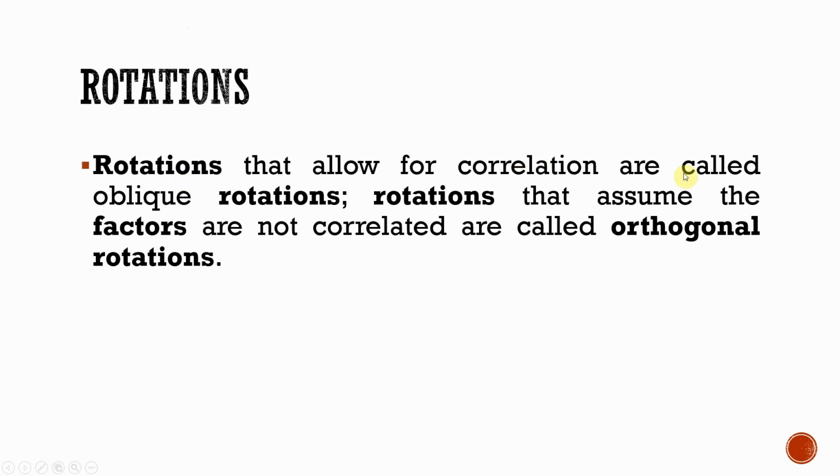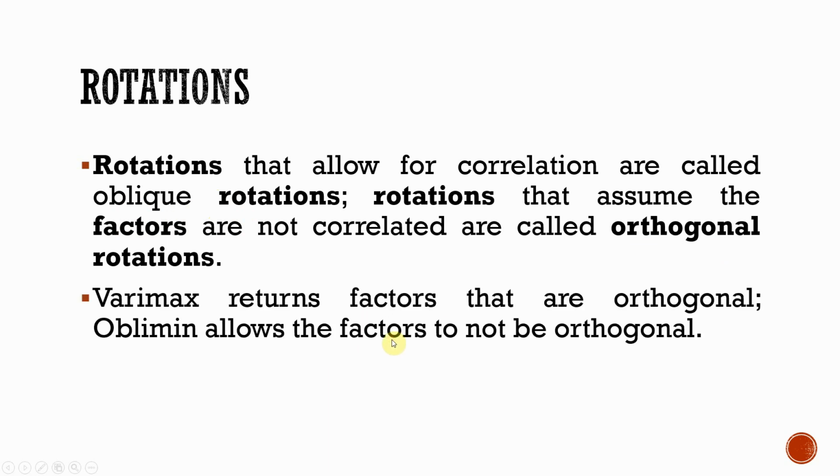Rotations that allow for correlation are called oblique rotations. Rotations that assume that factors are not correlated are called orthogonal rotations. Obviously, these are the terminologies you might come across if you are reading EFA. So Varimax is orthogonal and direct oblimin is your oblique rotation. So we will go for orthogonal rotation. Or obviously you can try and test both of them.